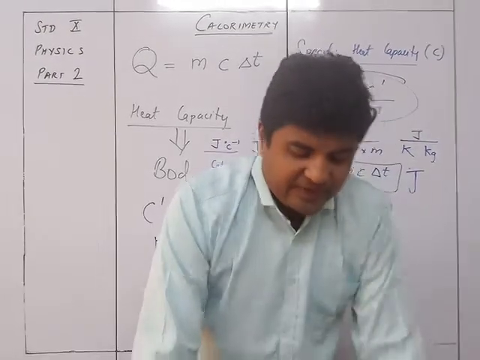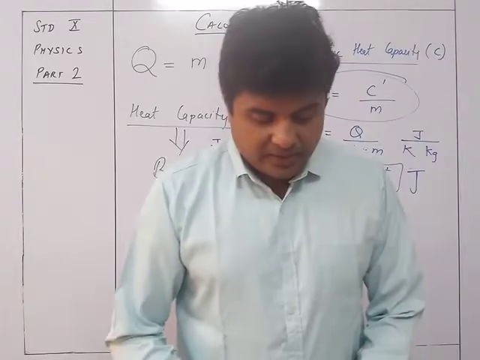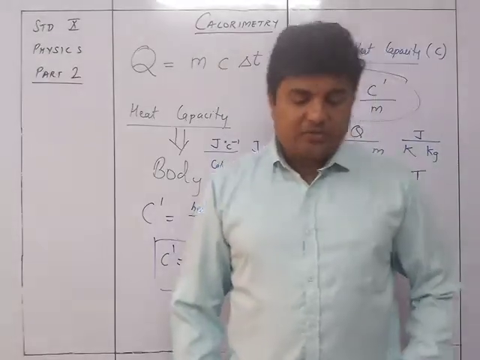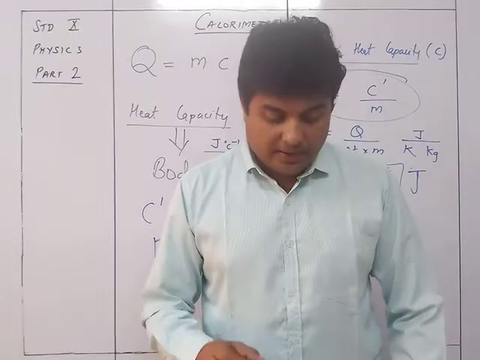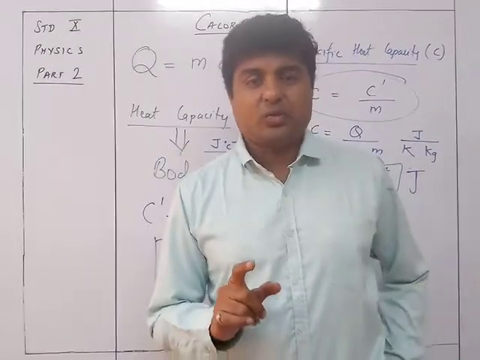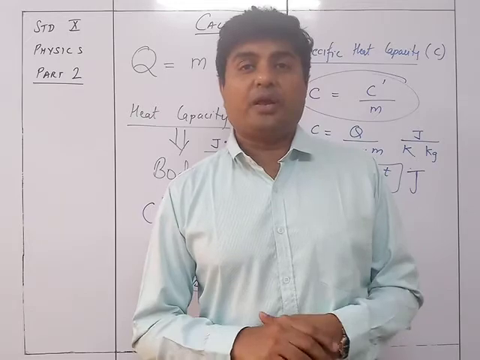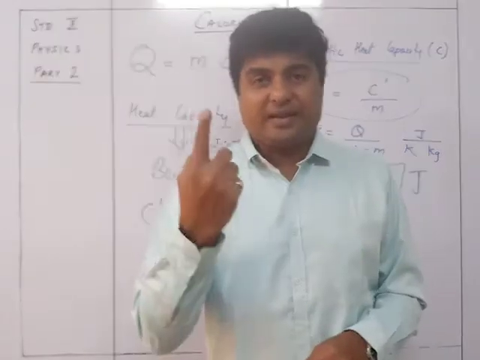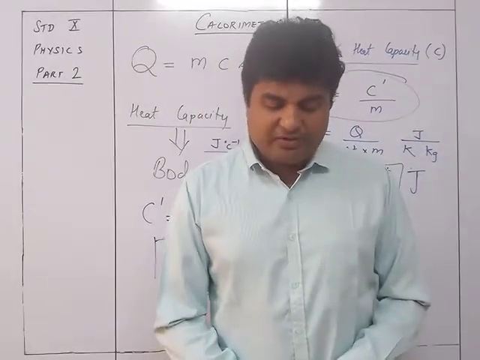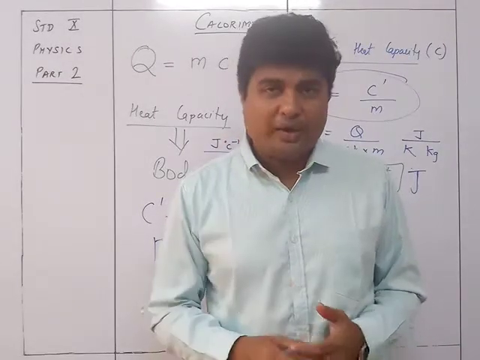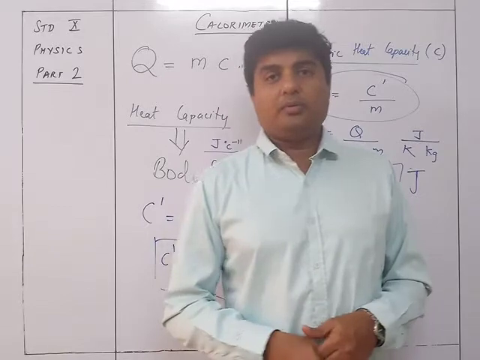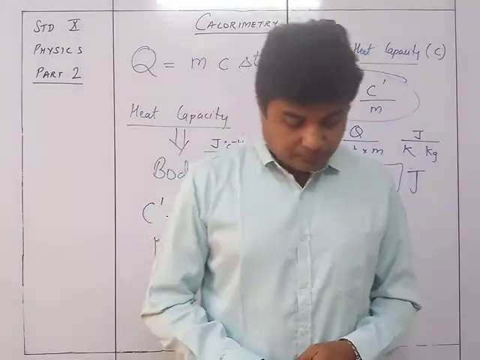So, distinction between heat capacity and specific heat capacity. Heat capacity is the amount of heat energy required to raise the temperature of the entire body by 1 degree Celsius. So when you are talking about heat capacity, you are talking about the entire body's mass increasing by 1 degree Celsius, whereas specific heat capacity is the amount of heat energy required to raise the temperature of 1 unit mass of the body by 1 degree Celsius.